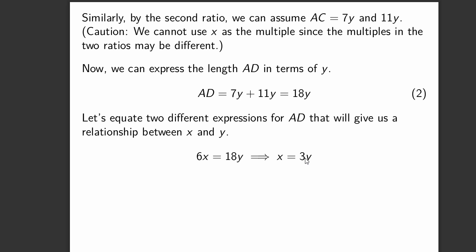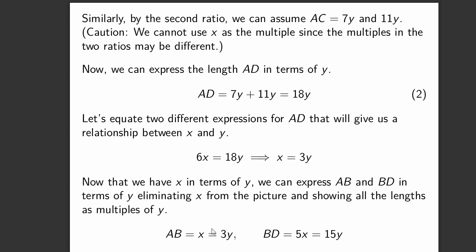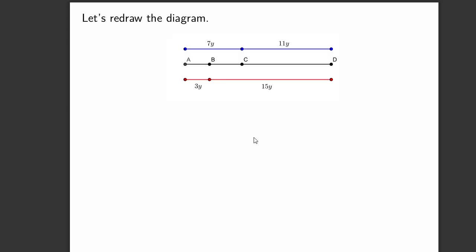All right, so here since we have expressed x as 3y, now we can write the lengths of AB and BD in terms of y, eliminating x. So AB was x, which now becomes 3y. BD is 5x, which becomes 15y. So now everything has been expressed in terms of y. Let's redraw the diagram. AB is 3y, AC is 7y, as we have already assumed. CD was 11y, and BD was 15y.